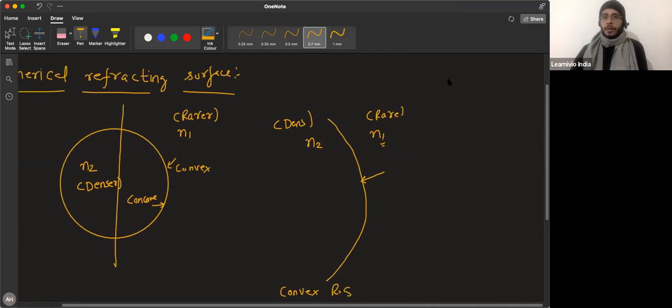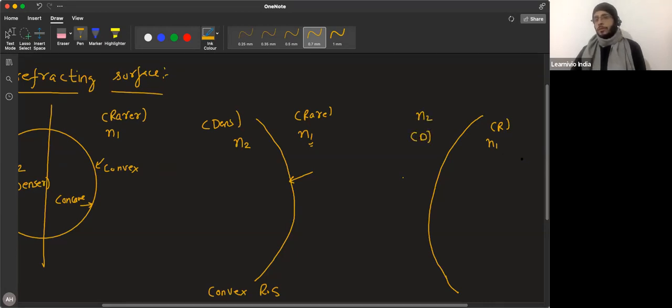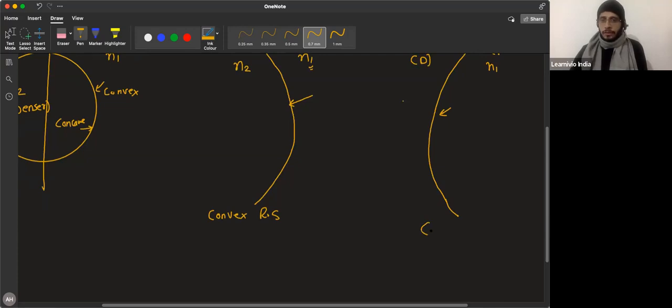Similarly, if I put this surface in this way, and I say this is N1, which is rarer. R stands for rarer. This is N2, and this is denser. D stands for denser. So towards the rarer medium, the surface is concave. So we call this surface a concave refracting surface. So this is how we decide that a surface is a concave refracting surface or a convex refracting surface.